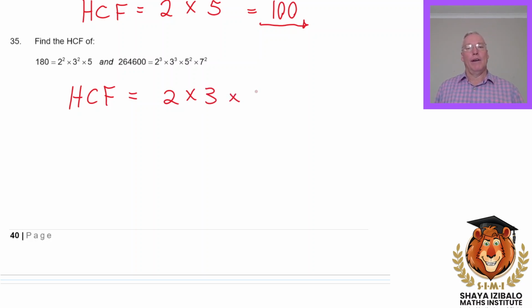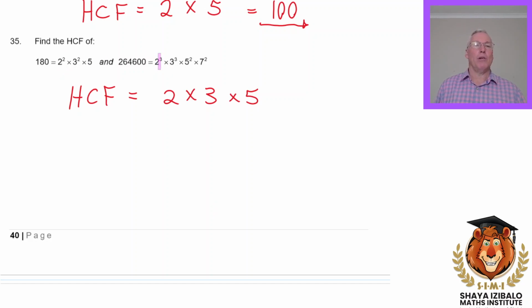Now, you might think, we're finding the highest common factor, let's take the highest number of each. But in fact, if we took, say, 2 to the 3, 2 to the 3 would divide in here. We can see that. No problem. However, 2 to the 3 would not divide in here. So we need to take the smallest number of each.